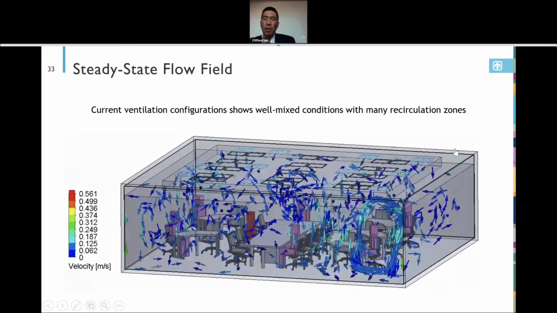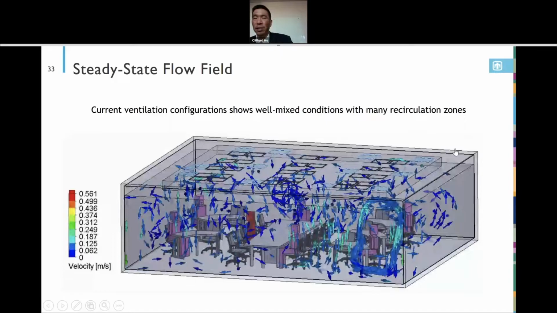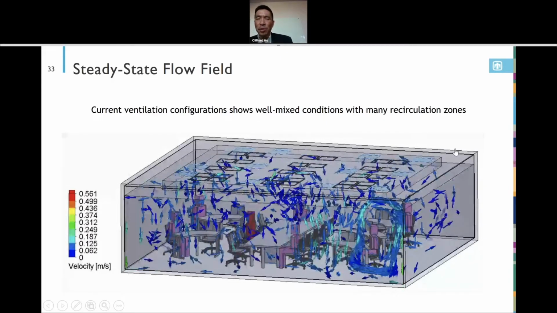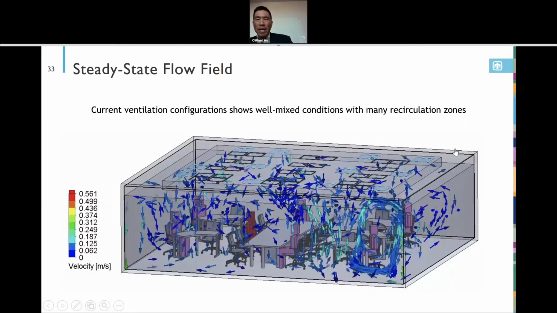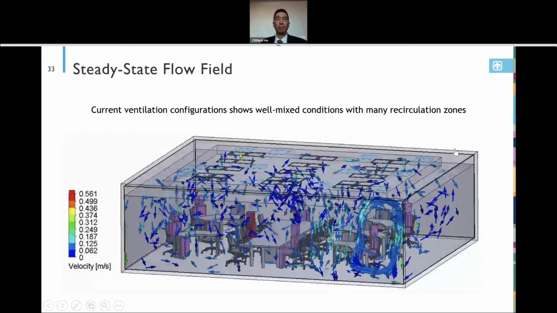If you look at the flow, these arrows are denoting the flow for this room and ventilation configuration. It's a very well-mixed condition. So in this case, it is well-mixed. You can see some prominent recirculation patterns, and the flow basically going in a multitude of directions.